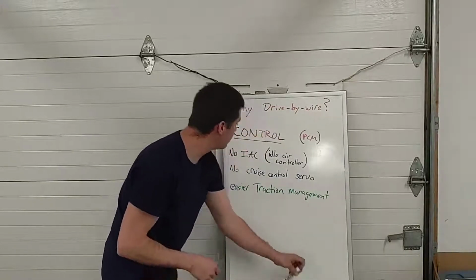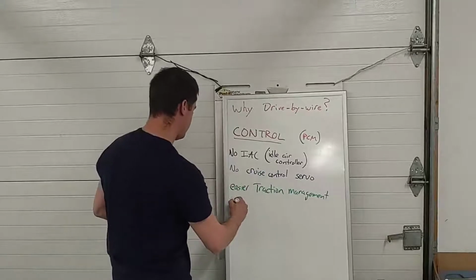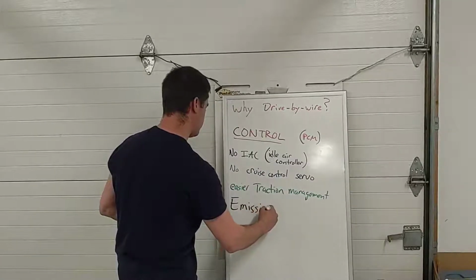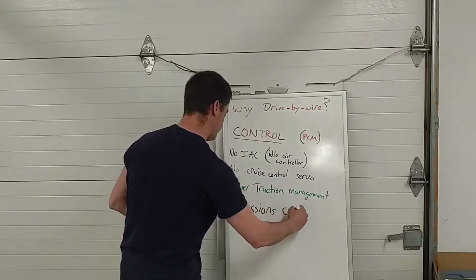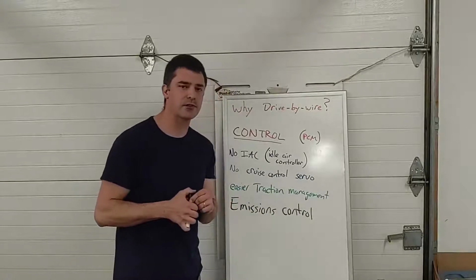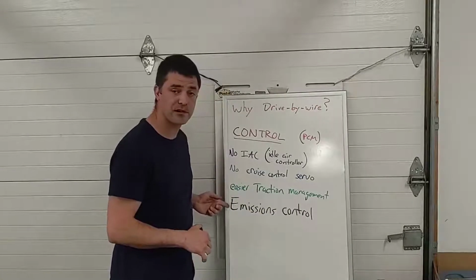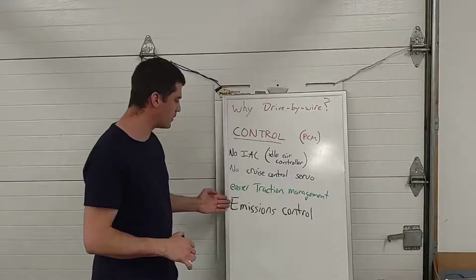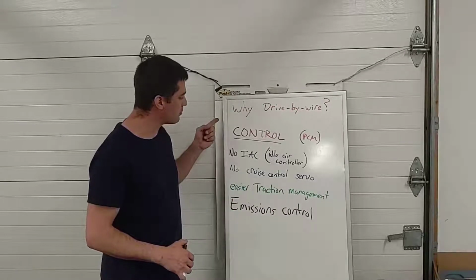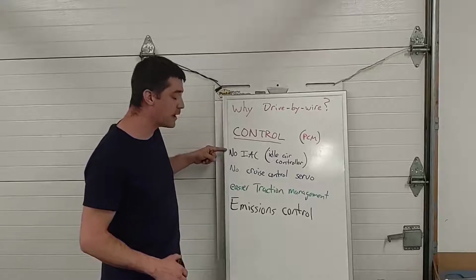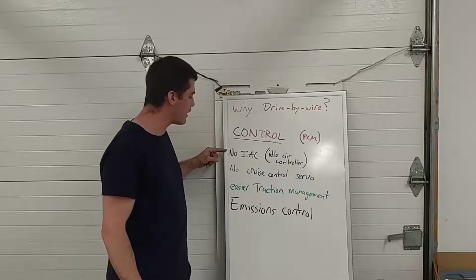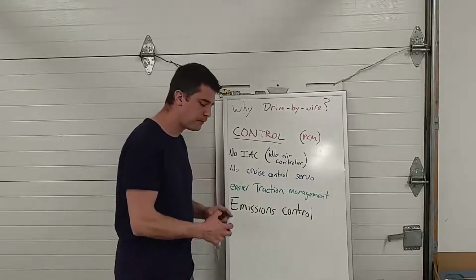And the most important reason for switching to drive-by-wire, emissions controls. By having better control over the air entering the engine, we have better control over our emissions. So really, this is the ultimate. Emissions and fuel economy are going to be better with drive-by-wire throttles, as well as eliminating some extra stuff we didn't really need anymore, like an idle air control, an IAC, or a cruise control servo.